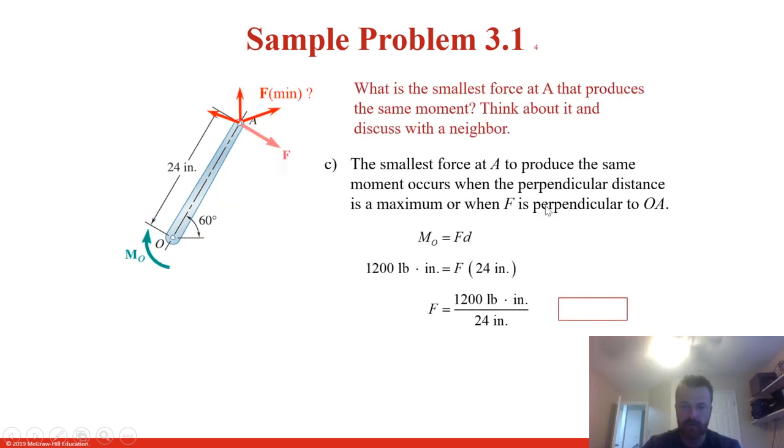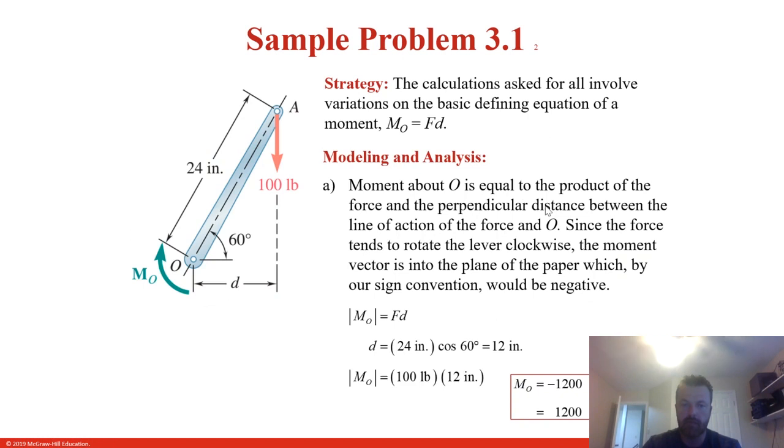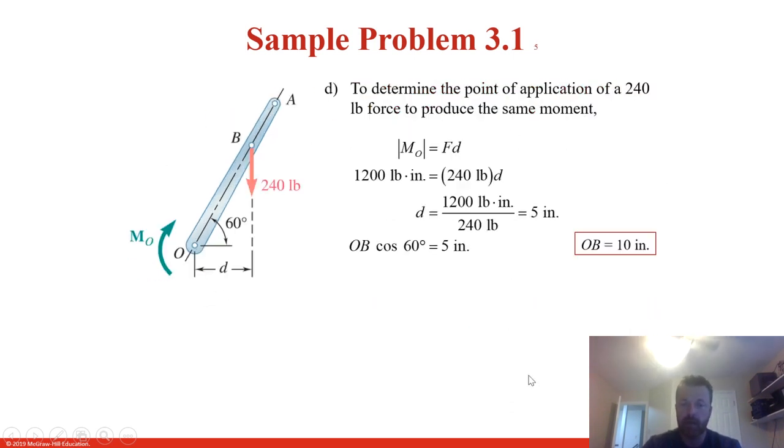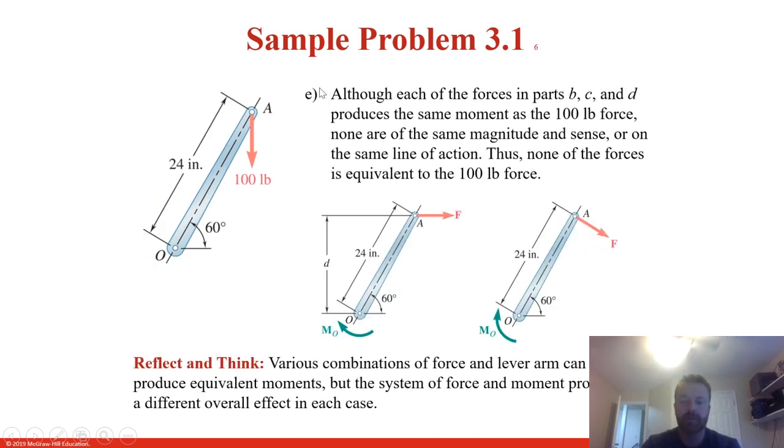So just to show you what's happening there, when we pulled at the end of the lever arm and we had the full 24 inches, we were able to apply only a 100-pound force to induce this much rotation. If we're able to apply 240 pounds of force, we only have to pull on that lever 10 inches out from the point of rotation versus the entire 24 inches.